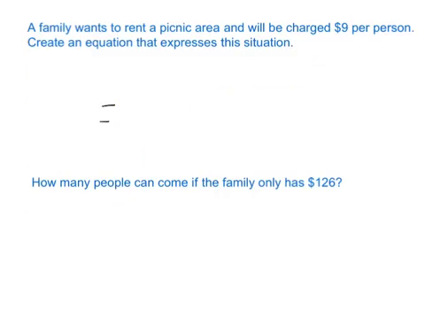Alright, so this was one of the questions that was introduced to you back then. A family wants to rent a picnic area and will be charged $9 per person. Create an equation that expresses this. It can be done in 2 different ways. So we could start with y equals 9x. Or that could be C for cost equals $9 per person, per the number of people, so 9n. So that's, again, just a little bit of review on how to create an equation.